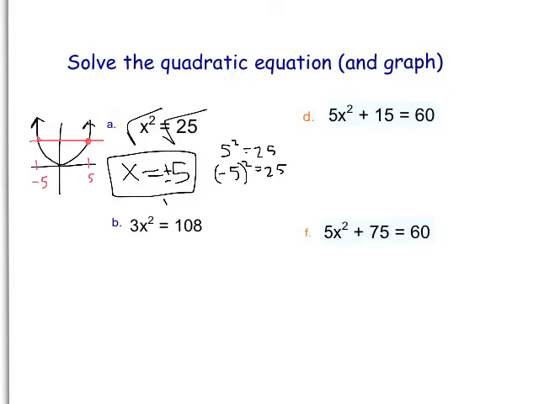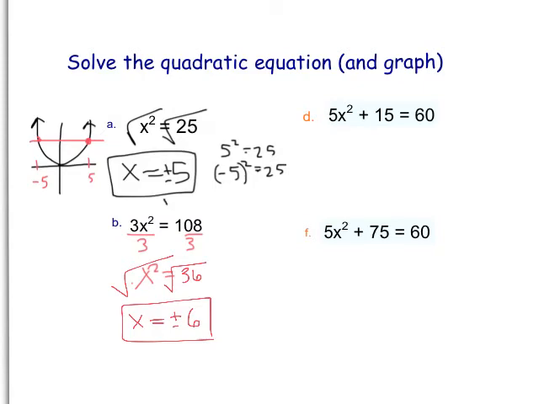Second problem, part B. First divide both sides by 3. x squared equals 36. And to get x alone, do the square root on both sides. x equals 6, but remember both positive and negative 6 squared could make 36.